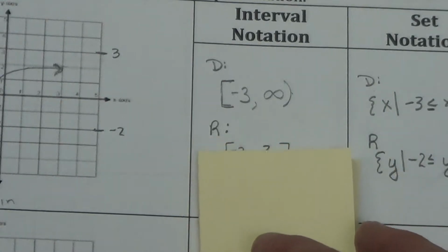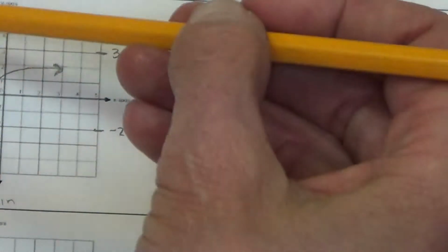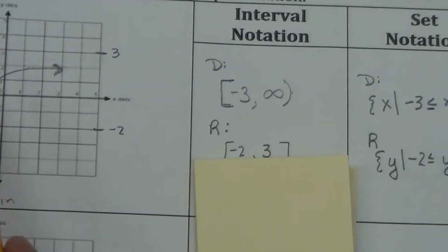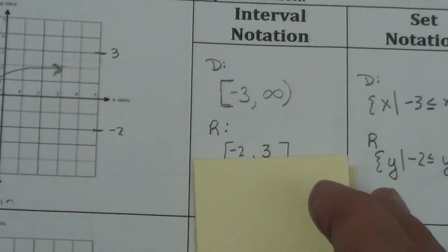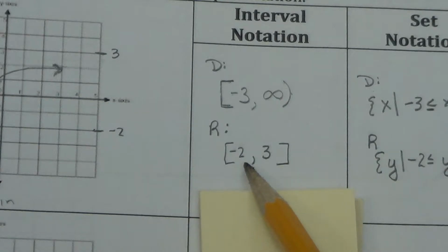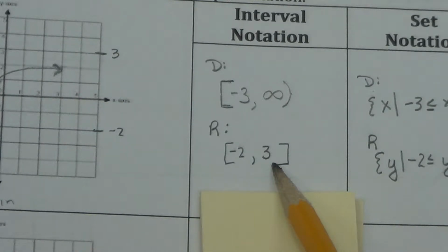Going down with range, we look at our up, down. Up, down, we have a top value up here at 3, a bottom value at -2. So we show both of those with brackets, -2 and 3.